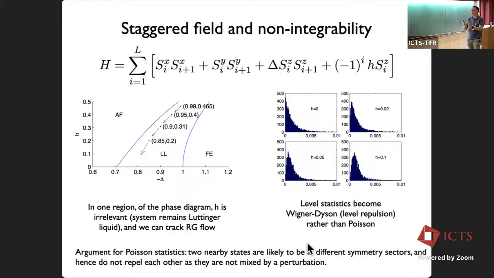So anyway, the argument for why you get Poisson statistics in integrable models is very quick: if I've got some big spectrum with 1 billion levels, any two nearby levels are likely to have different values of some conserved quantity, and that means that they don't mix with each other. So the usual Wigner-Dyson argument about mixing and small denominators blowing up the splitting doesn't work for integrable models.